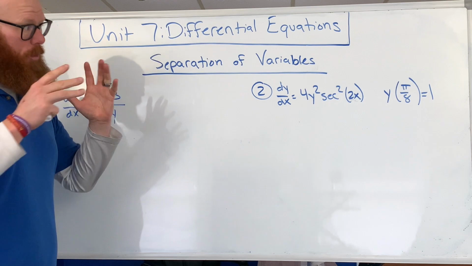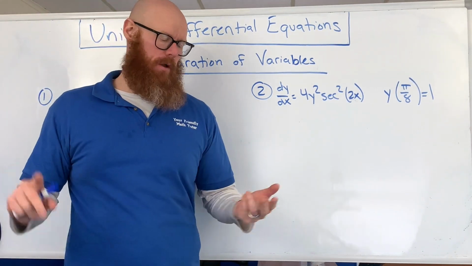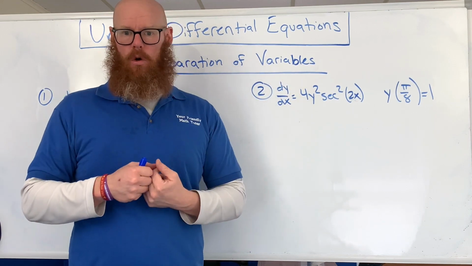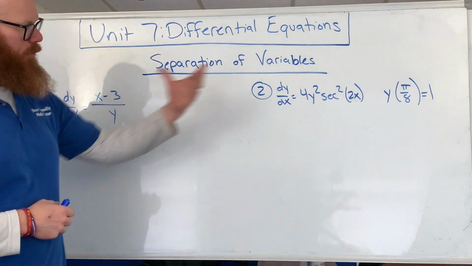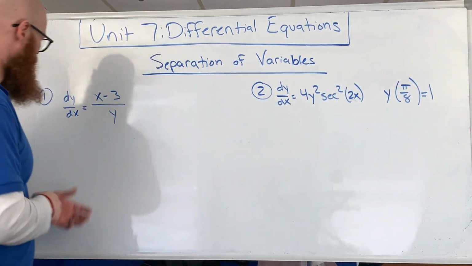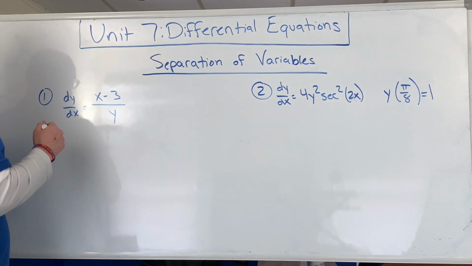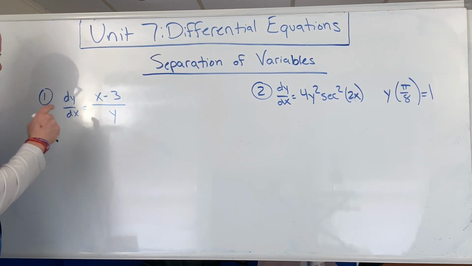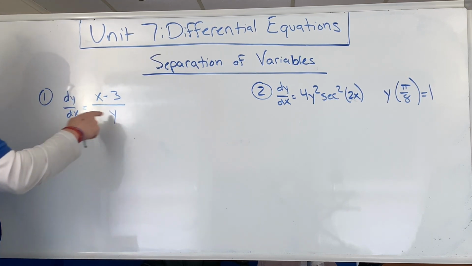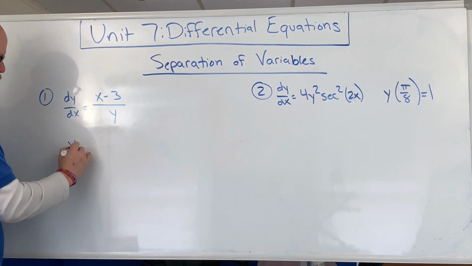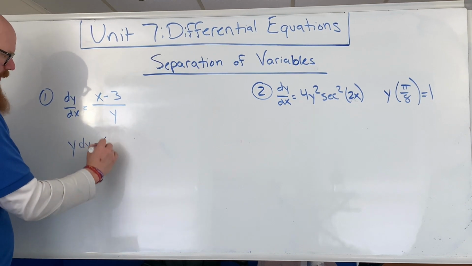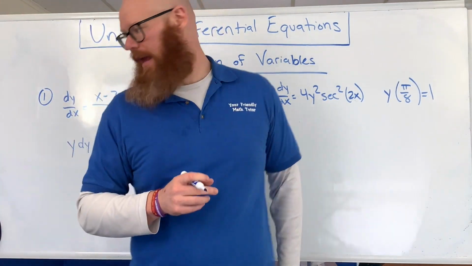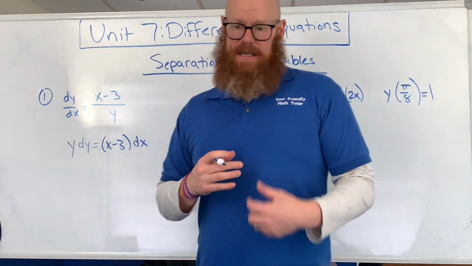So this is an actual method, no more approximating, no more slope fields, no more Euler's method. This is an actual method to solve for, at first, a general solution, and then we are going to find a particular solution. So the way separation of variables works is we literally have to separate the variables so that we get all the y's and dy's on one side and all the x's and dx's on the other. This one I can simply just cross multiply. So I'm going to get y dy equals x minus 3 times dx. So you want all the y's with dy and all the x's with dx, because we're just going to take the integral of both sides.